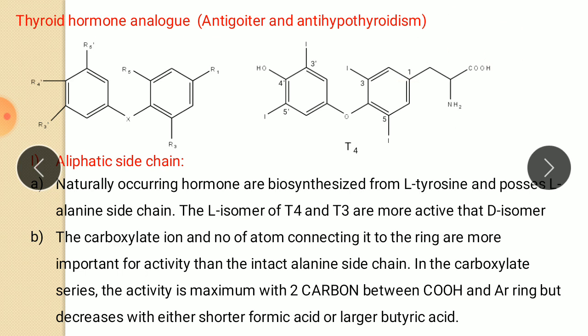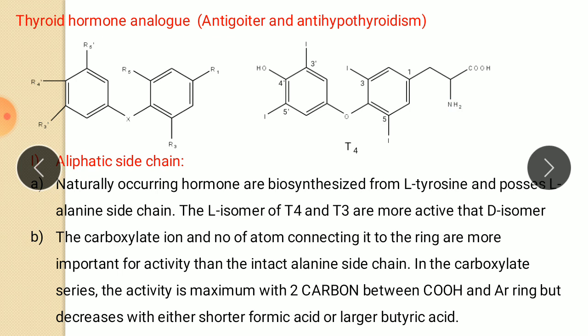So it is more active than the D isomer, in that the NH2 group is on the right side. So the L isomer is more potent than the D isomer. Second point, small b: the carboxylate ion and the number of atoms connecting it to the ring are more important for the activity than the intact alanine side chain.